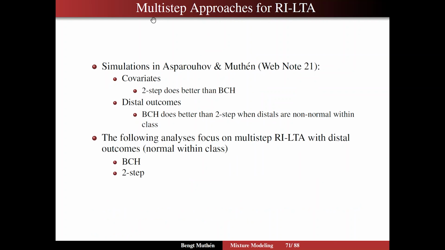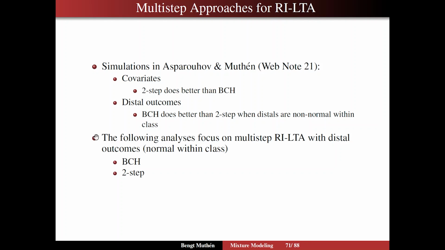Now, regarding multi-step approaches to RI-LTA, relatively little has been done to date. We have WebNote 21, where TMR did some simulations for both covariates and distal outcomes. For covariates, he found that two-step does better than BCH. And for distal outcomes, he found that BCH does better than two-step when distals are non-normal within class. So that issue comes back that we discussed before.